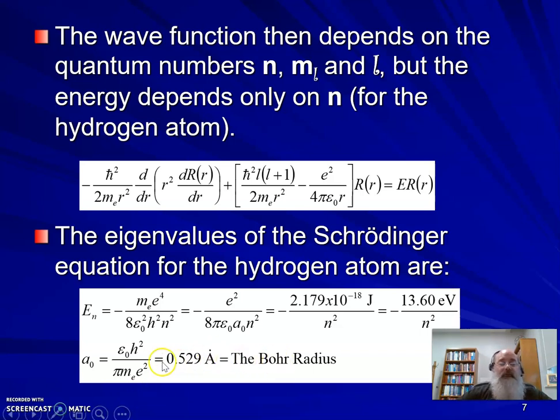a0 is referred to as the Bohr radius, and it's a collection of constants that have distance units, meters units, or angstroms in this case. But it works out to be about half an angstrom. And it removes some of these constants from the energy term.